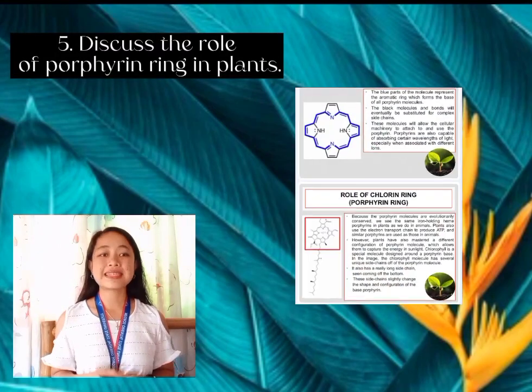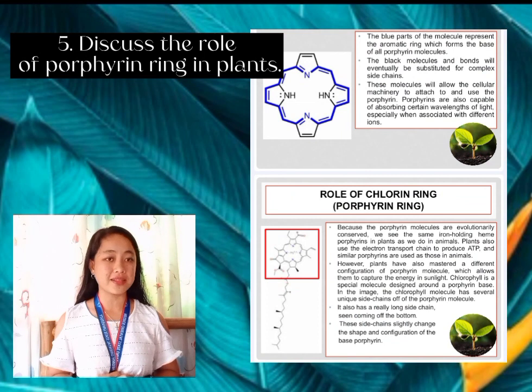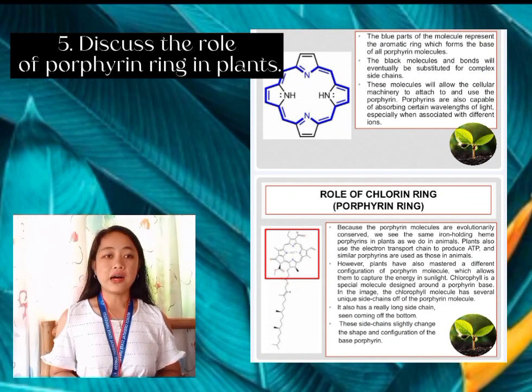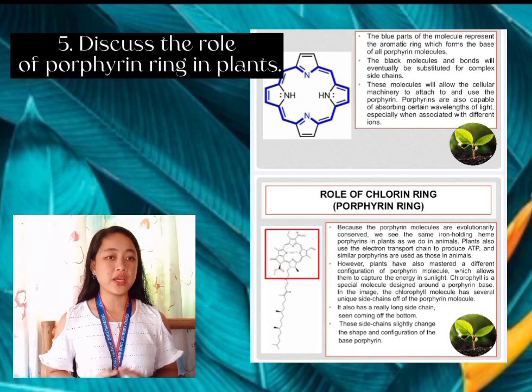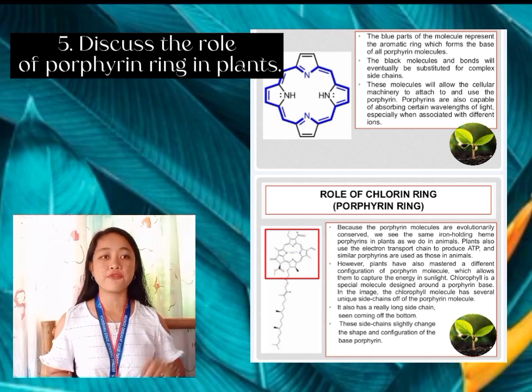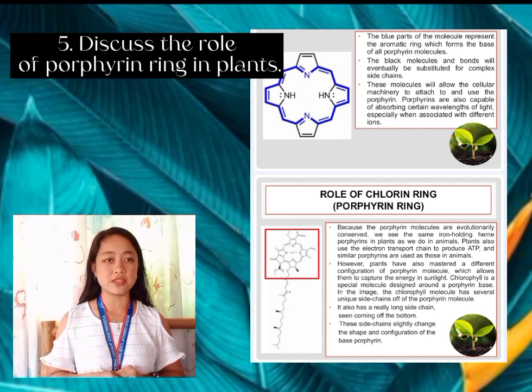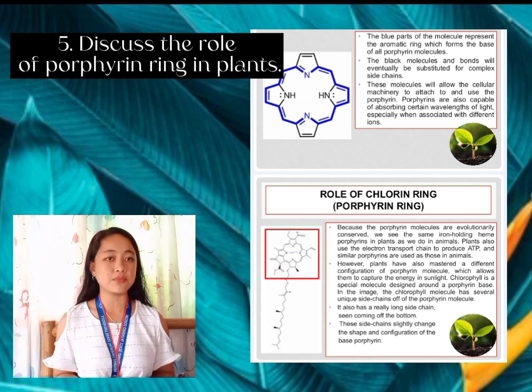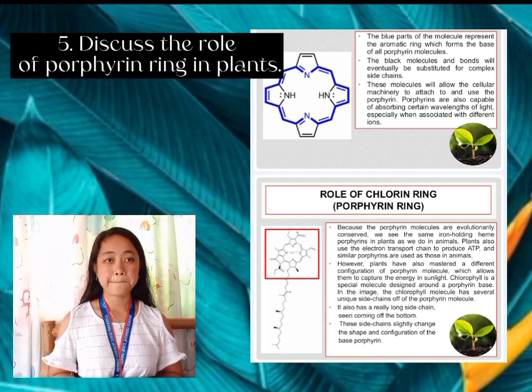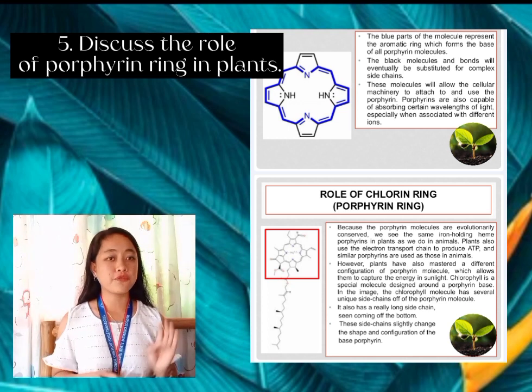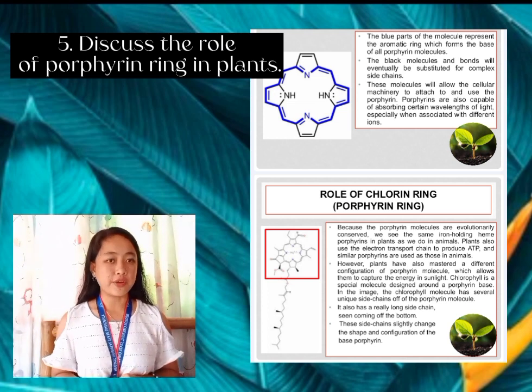Question number 5. Discuss the role of porphyrin ring in plants. So, porphyrin is a large ring molecule consisting of 4 pyrroles, which are smaller rings made from 4 carbons and 1 nitrogen. These pyrrole molecules are connected together through a series of single and double bonds, which forms the molecule into a large ring. So the technical name for 4 pyrroles connected together is a tetrapyrrole.